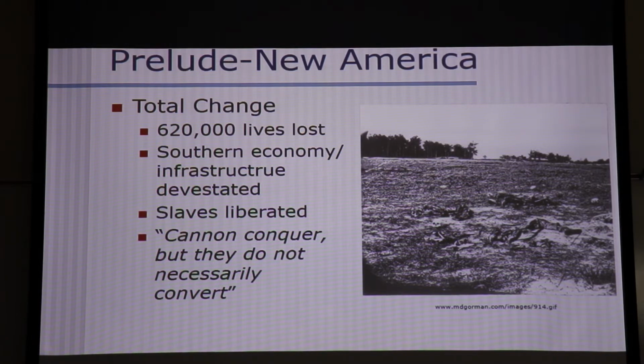How do we know that? Because as Abraham Lincoln said, cannons conquer, but they do not necessarily convert. Meaning, you've got to win the hearts and minds of the South. So how is the Republican Party going to reintegrate back in the formerly rebellious territories?